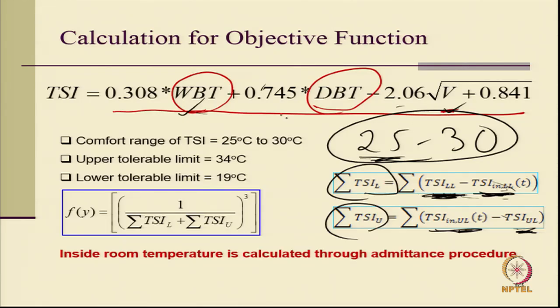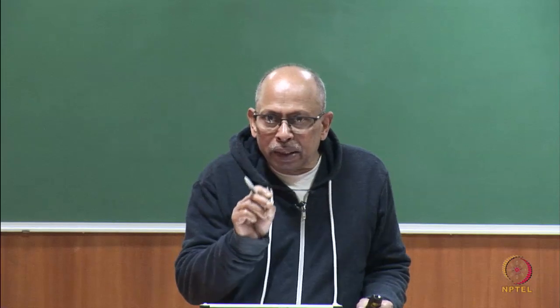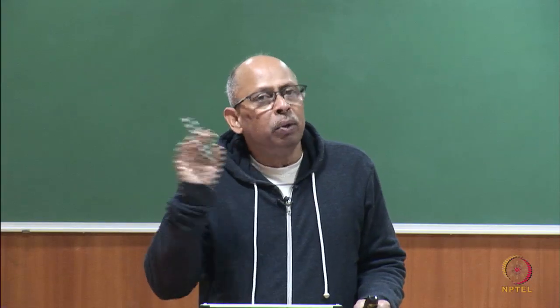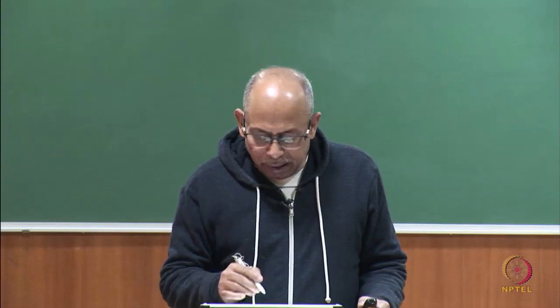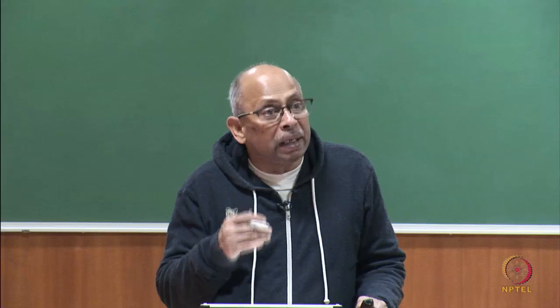Now, how do I find out this T? This has to be calculated through the admittance procedure or some such procedure. The inside room temperature every hour has to be calculated, knowing the outside conditions, using the same procedure that I talked about. So, once you know this, one can minimize the deviation, or maximize the negative deviation.